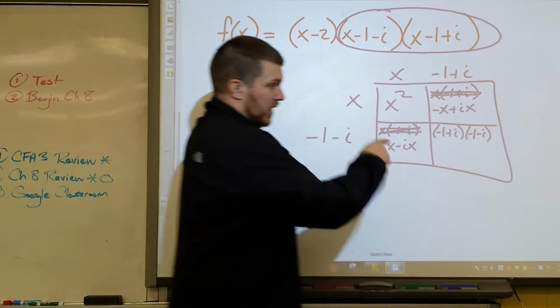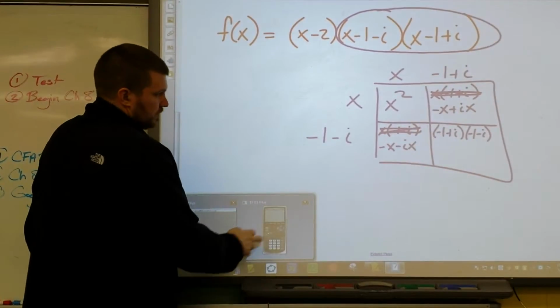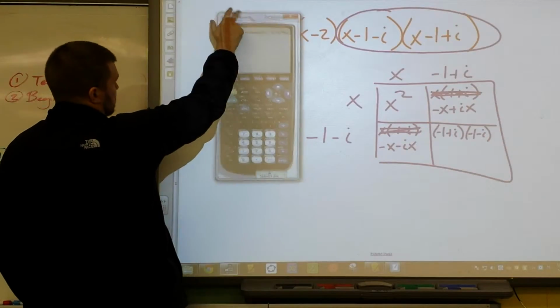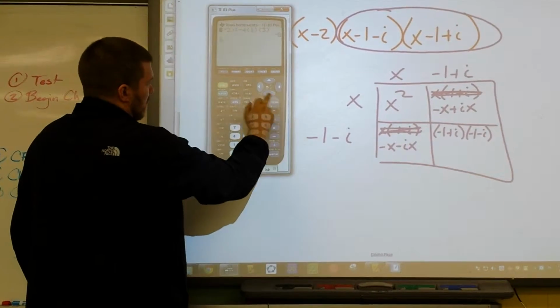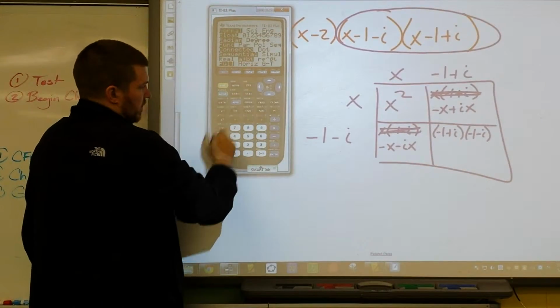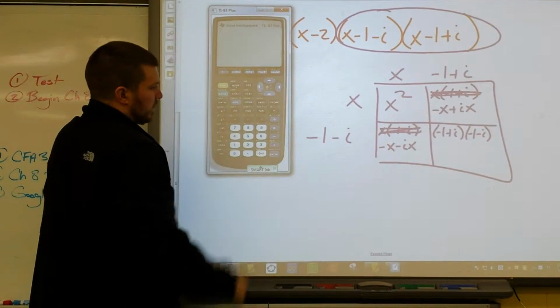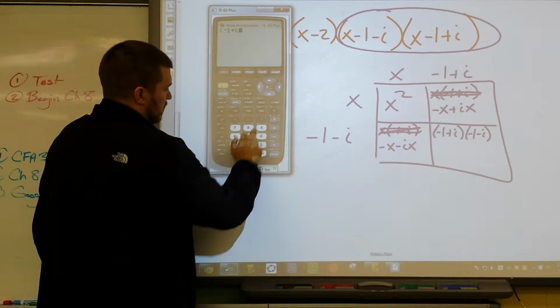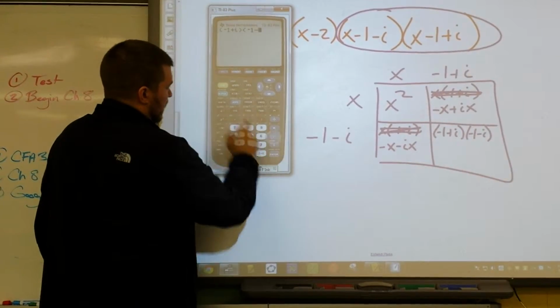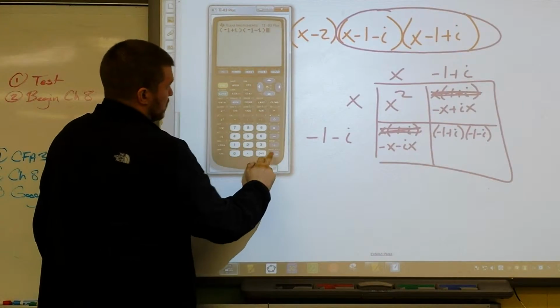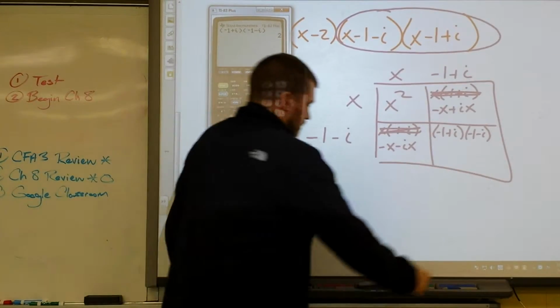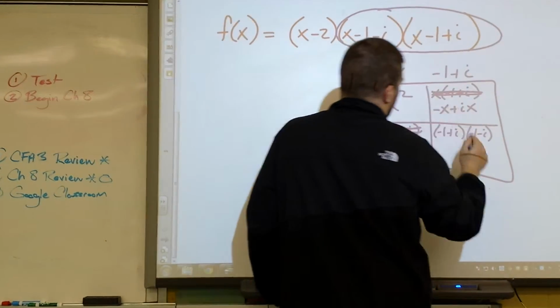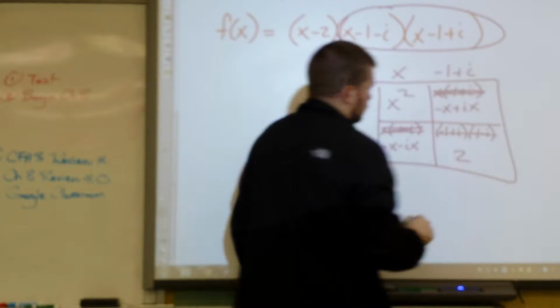Well, fortunately, our calculator can do that part for us. Since it does not have an x, our calculator can do that part for us. Again, since you see the i, you want to make sure you're in a plus bi mode. I'm already there. Now I'm just going to type it in exactly the way it looks. Negative 1 plus i times negative 1 minus i. Multiply together, and I get 2. So all of this together, when it combines, is just a 2.